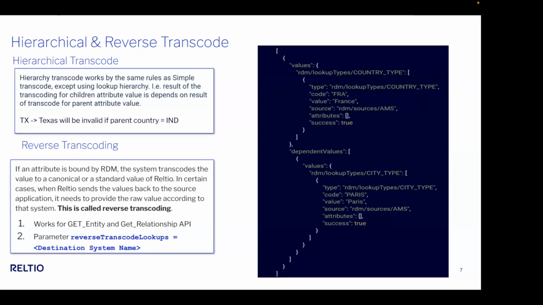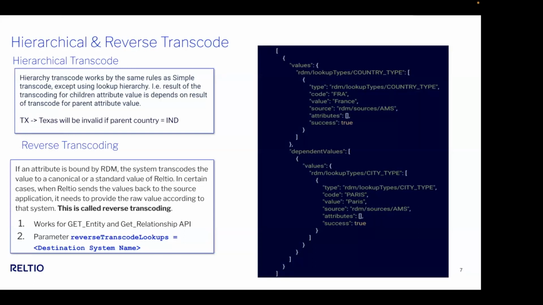Reverse transcoding is something that has been recently introduced. A lot of times when you are loading data from, let's say, Salesforce to Reltio, you transcode a value, right? Let's say an organization type or a customer type. You are loading that data and transcoding it. That's fine. But often the data, after processing in Reltio, goes back to the same source system, so Salesforce gets back the same data.